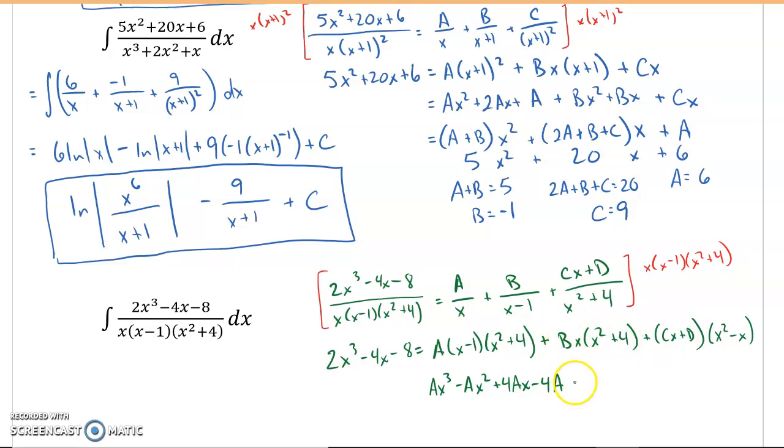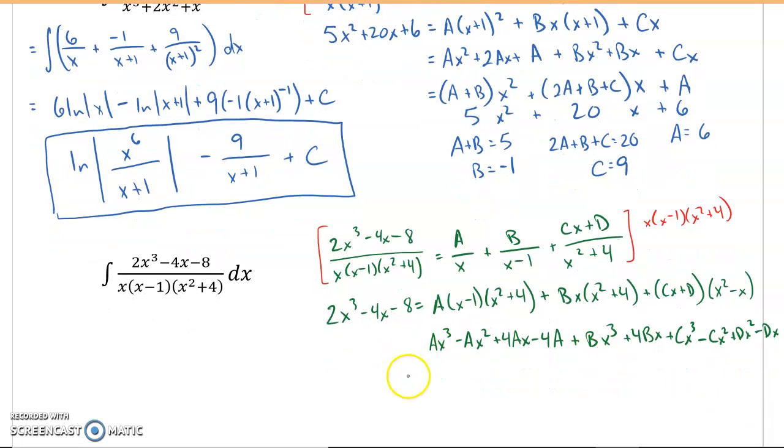This is a little bit nicer. It's just one distribution. Bx times x squared is bx cubed. Bx times 4 is 4bx. And now we've got this mess. So cx times x squared is cx cubed. Cx times negative x is negative cx squared. D times x squared, and d times negative x. Running out of space. All right.